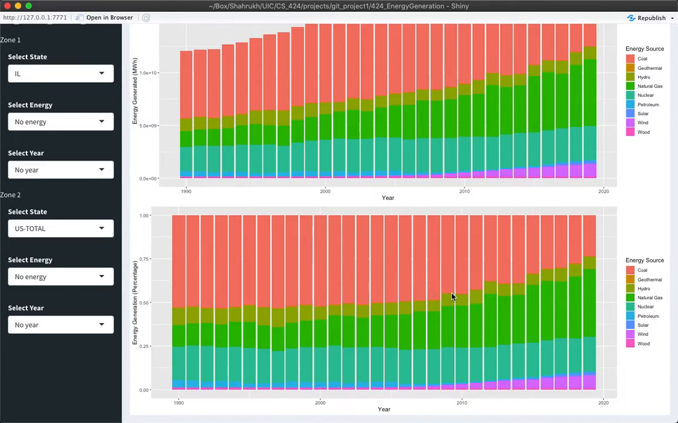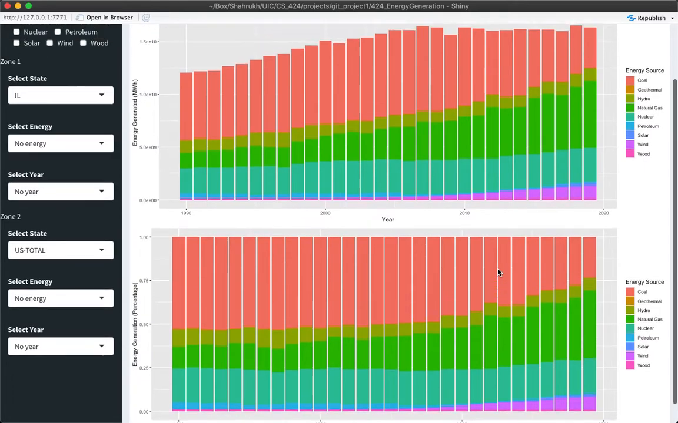So right over here, there is a steady decrease. So from 2008 to 2019, there has been a steady decrease of the coal, while natural gas as an energy source has been increasing.